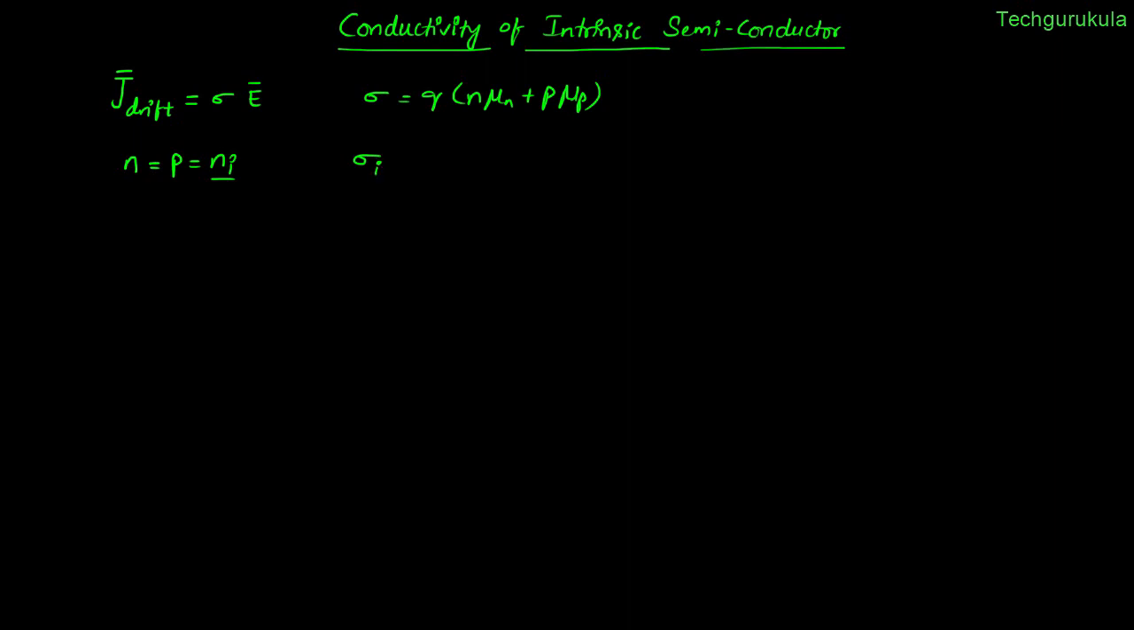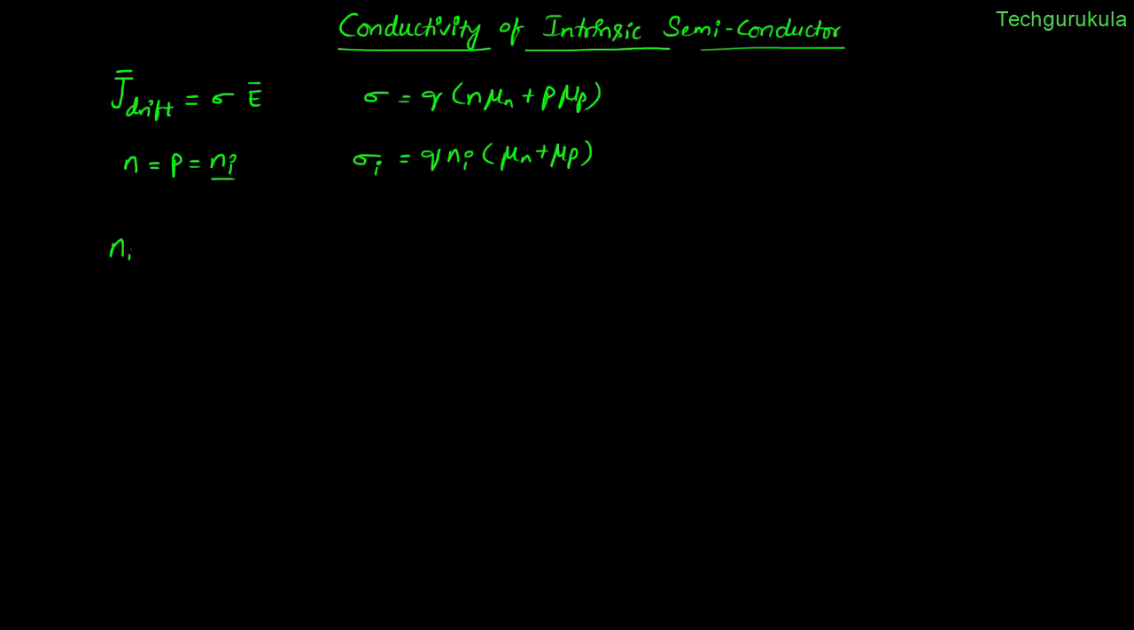We'll say this is sigma suffix i, which is given by q times, where n is ni and p is also ni. So we'll take this common out. So we have ni times (mu n plus mu p). We know that semiconductors are very sensitive to temperature. So let us see how the sigma, the conductivity of intrinsic semiconductor, is sensitive to temperature.